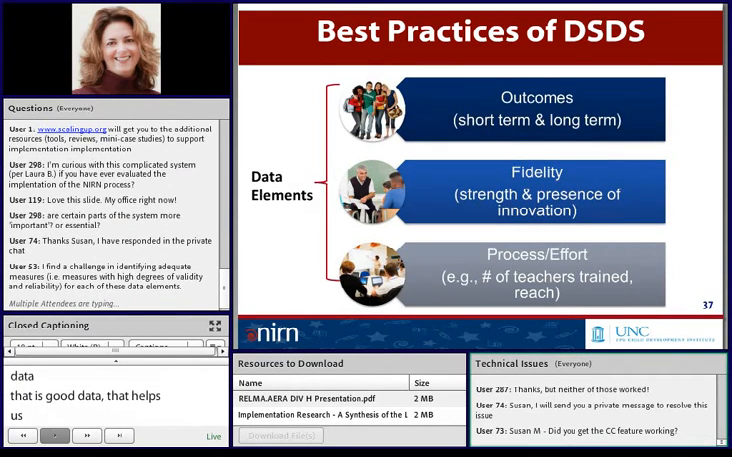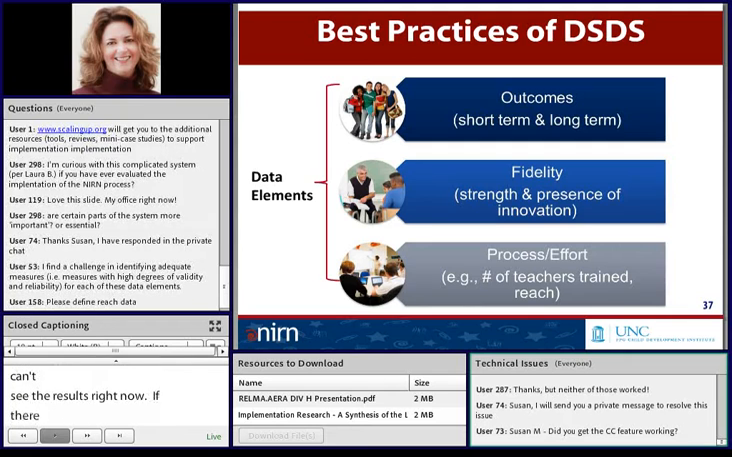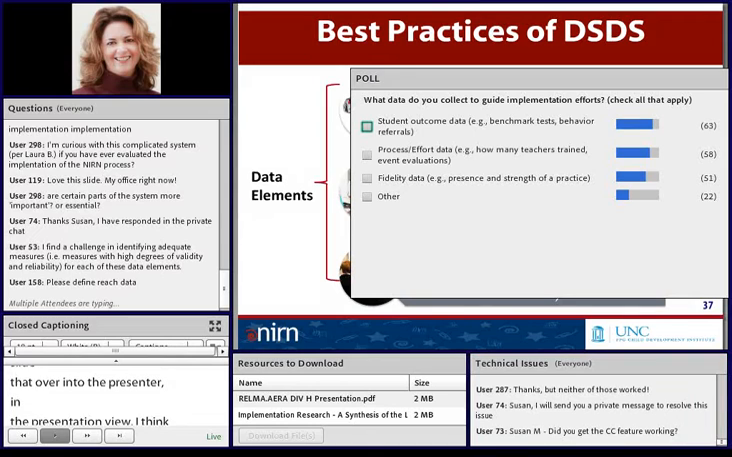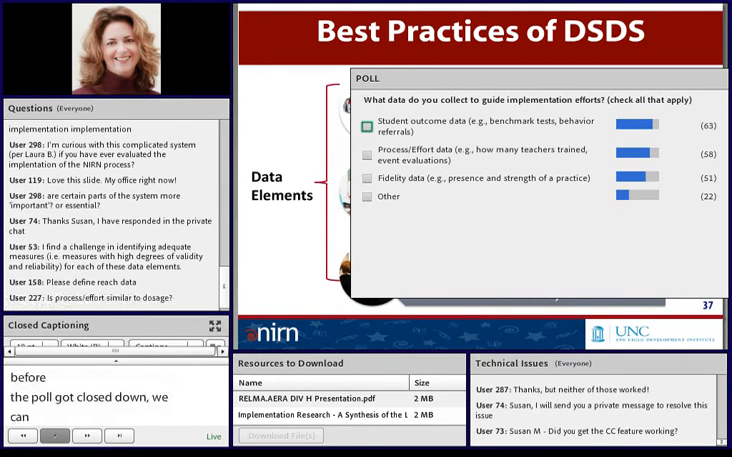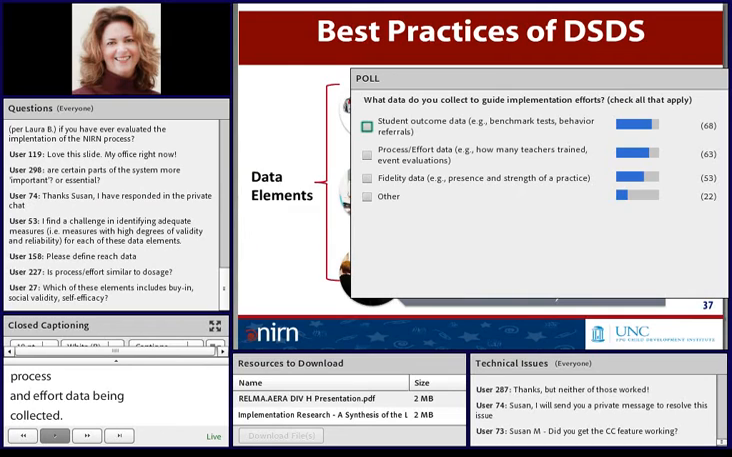So at the very beginning of the webinar, when you were entering the room, we had a poll up, and I can't see the results right now, so if there would be a way that we can slide that over into the presenter view. I think before the poll got closed down, we can take a look and see that I'm really pleased by that fidelity data number, but you can see we have a plethora of student outcome data, a good number of that. We also have process and effort data being collected, and I am really pleased to see that fidelity data up. And if folks put in other, I would love to see what they collected there as well.